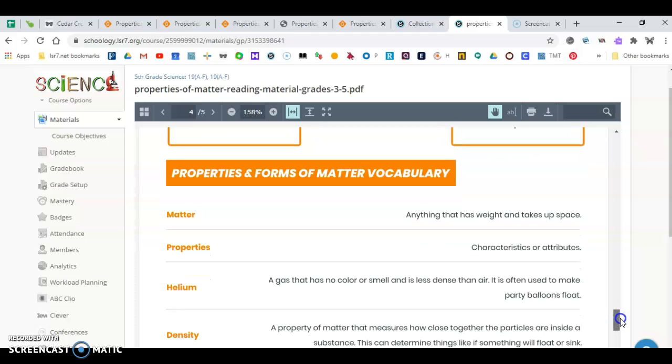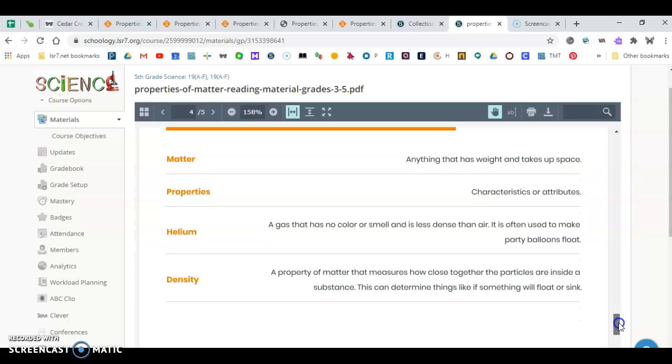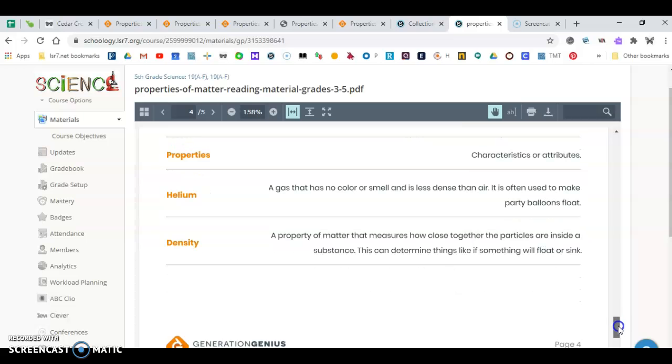Properties and forms of matter vocabulary. Matter: anything that has weight and takes up space. Properties: characteristics or attributes. Helium: a gas that has no color or smell and is less dense than air. It is often used to make party balloons float.